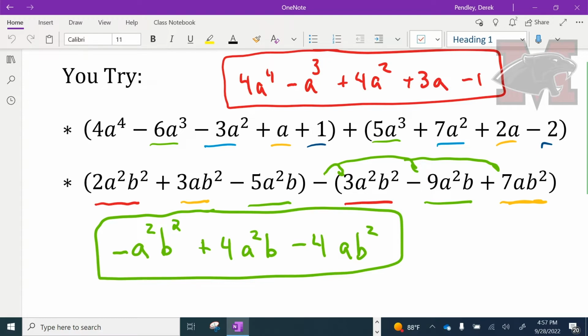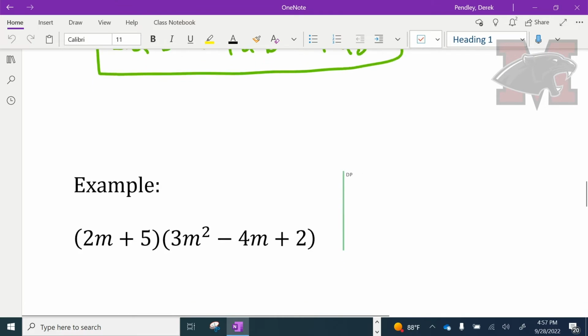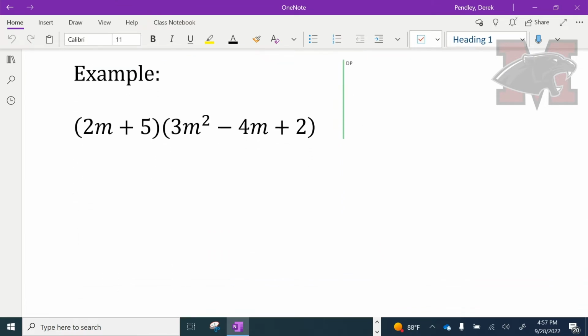So hopefully you got those. If not, fix your error. Next, we want to do the examples. What happens when you multiply?